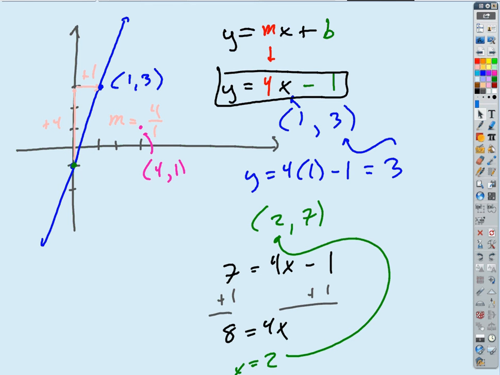In order to talk about horizontal and vertical lines, let's look at a line that's not horizontal or vertical.